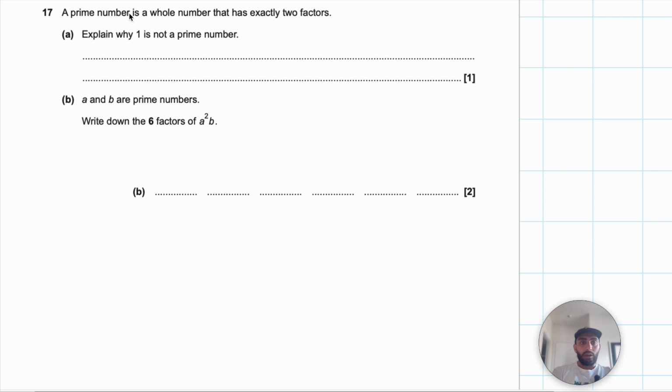Question 17. A prime number is a whole number that has exactly 2 factors. Explain why 1 is not a prime number. What are your factors of 1? It's just 1. So 1 only has 1 factor.